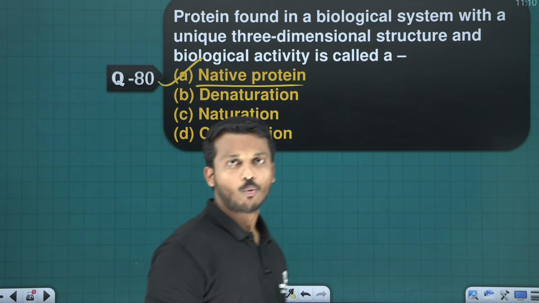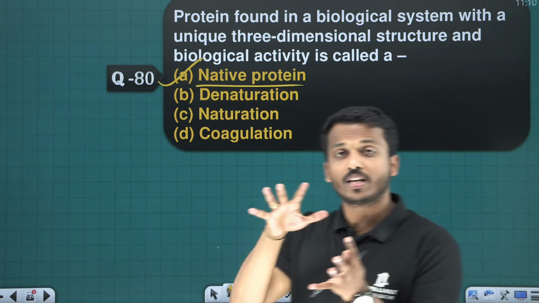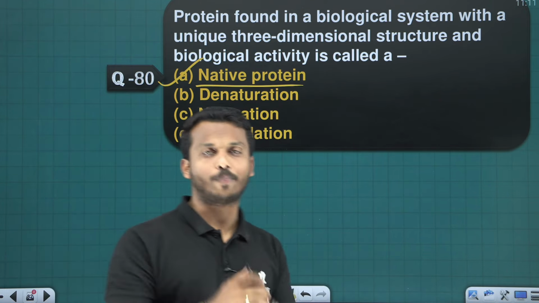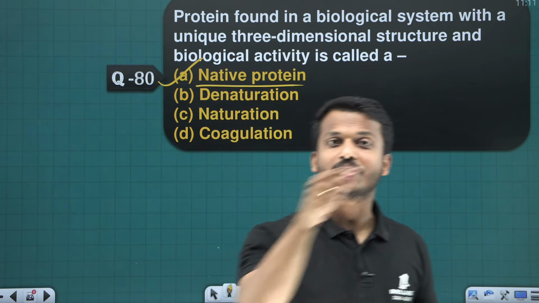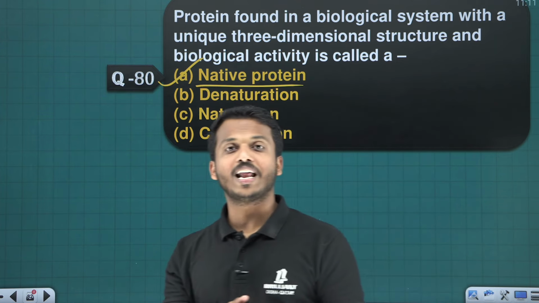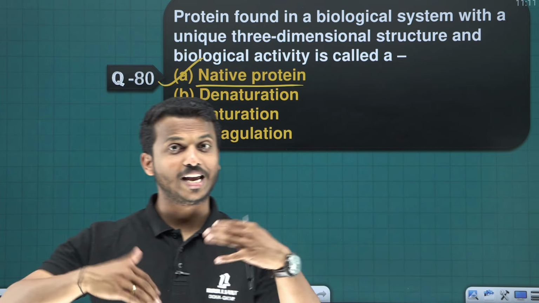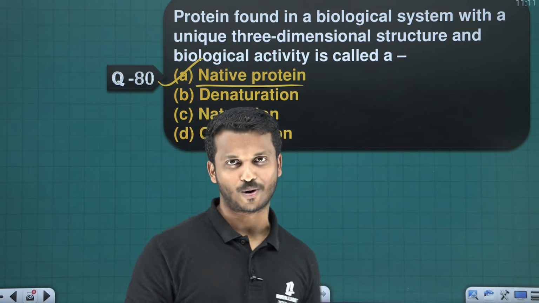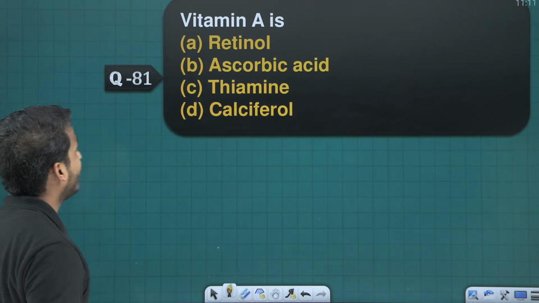Proteins found in a biological system with a unique 3-dimensional structure and biological activity are called what? Native protein. What is a native protein? A protein with a regular 3-dimensional structure and biological activity is called a native protein. When this native protein is subjected to physical and chemical change, either by change in temperature or by change in pH, we are doing the denaturation process.